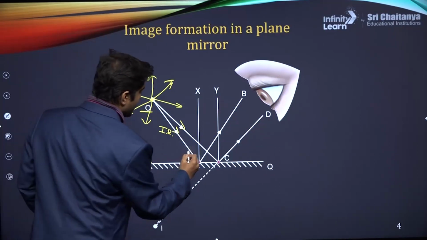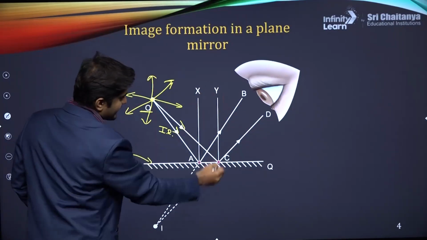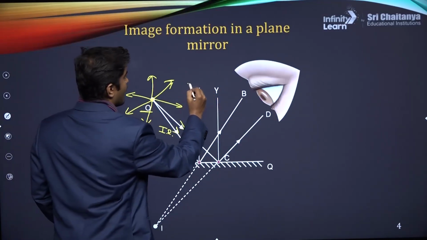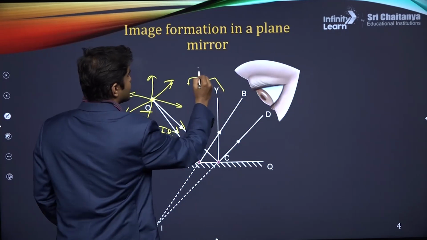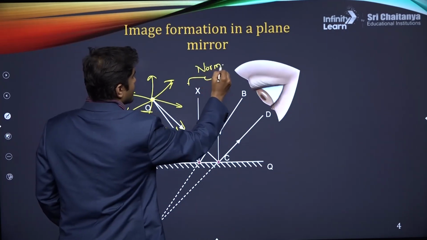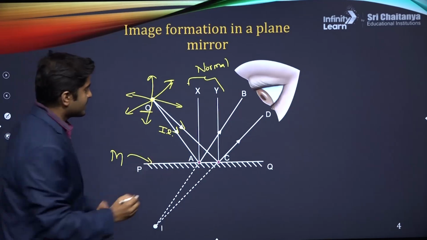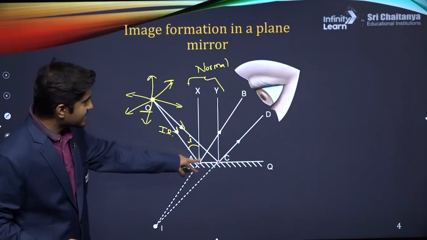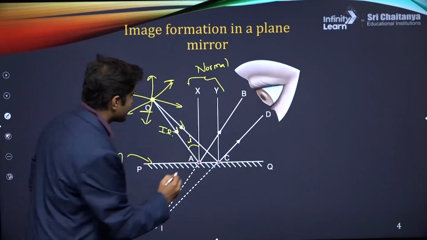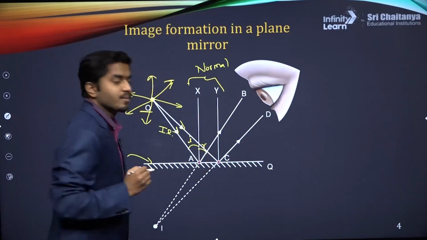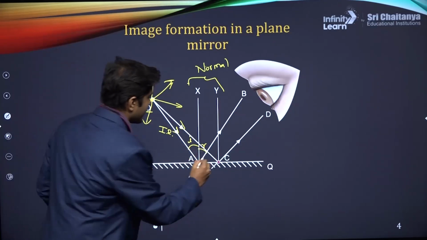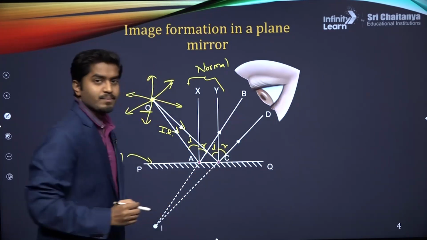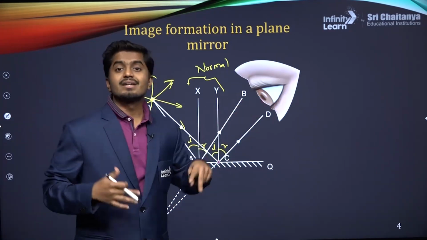Now this one here, AX and CY, these two are normals, right? So here this one would be your angle of incidence i. Now this incident ray is reflecting here. This is your angle of reflection r. Similarly, this other ray has another angle of incidence and another angle of reflection. So these two are reflected rays.